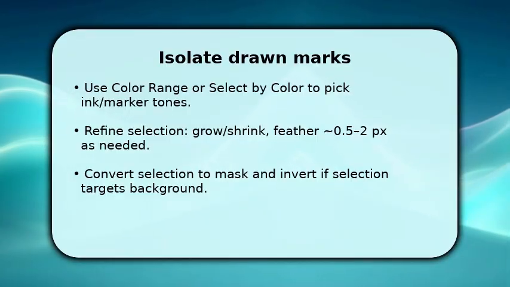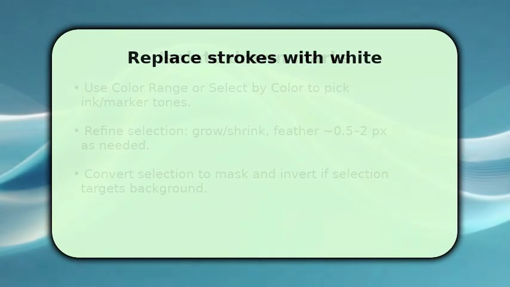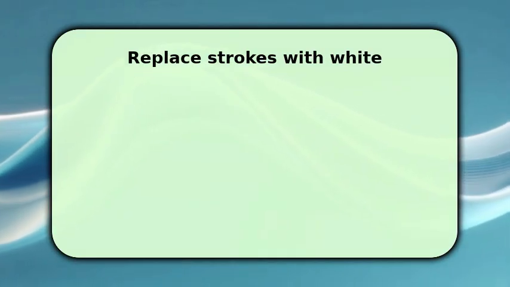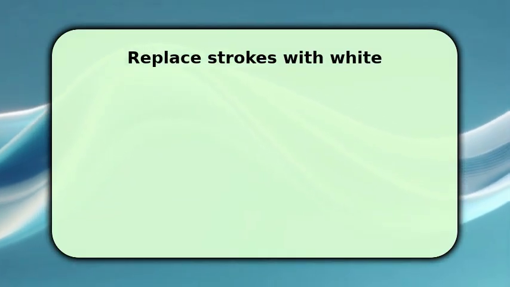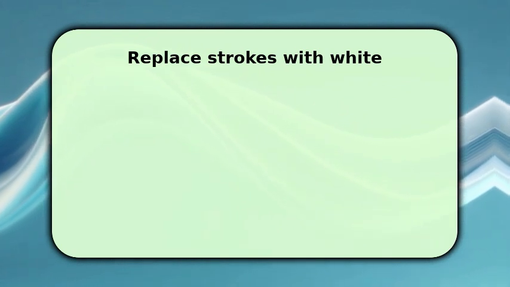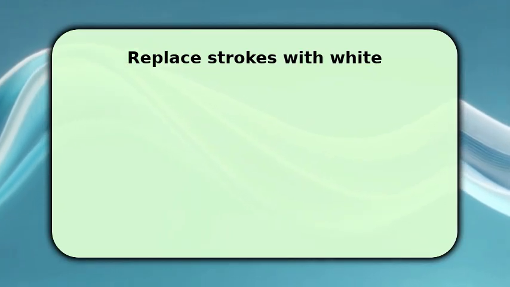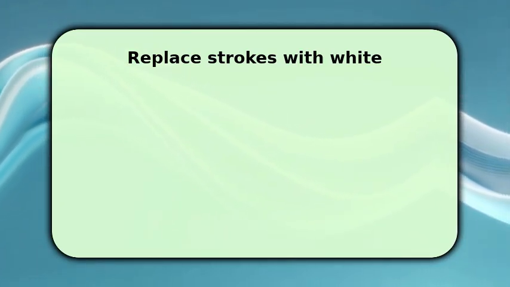This keeps the text intact, while targeting only the marks. With the marks masked, paint or fill those areas with white on a new layer set to normal. This replaces the visible strokes without altering original text pixels. Then switch to a soft eraser at low opacity to gently blend edges and reveal any fine text details underneath.